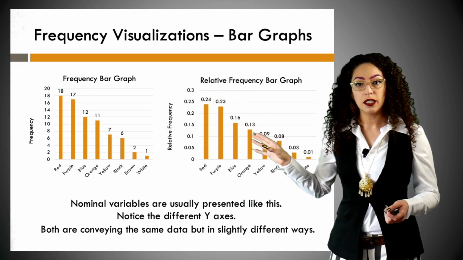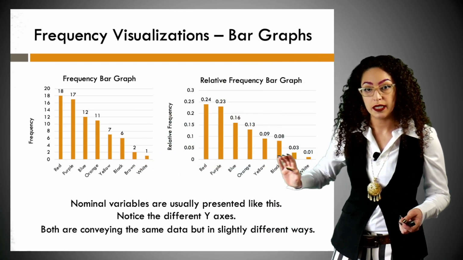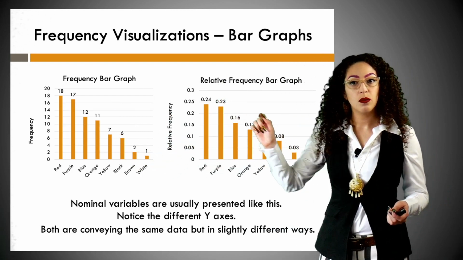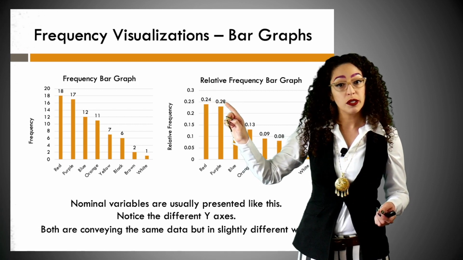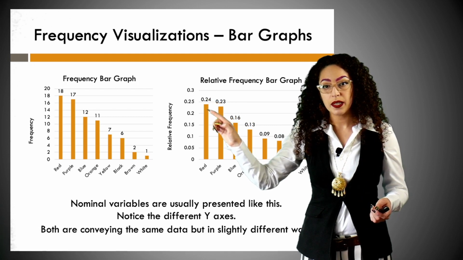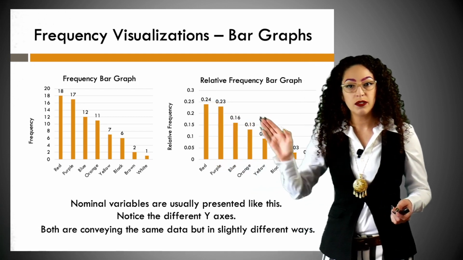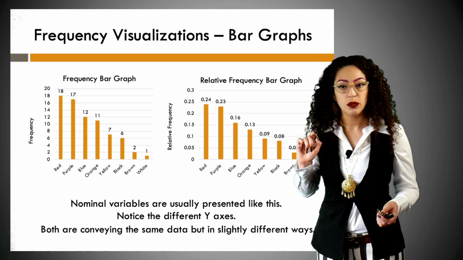Now, this chart looks basically exactly the same. It has the exact same message and the exact same shape. But now we're talking about relative frequency. So remember that 24% of our sample said red. Here they are. 0.24 is the relative frequency. Relative to all the other possible color choices, red was 0.24.